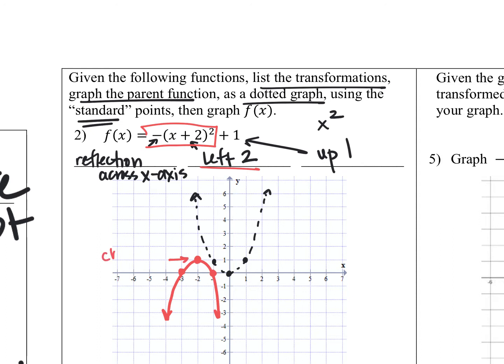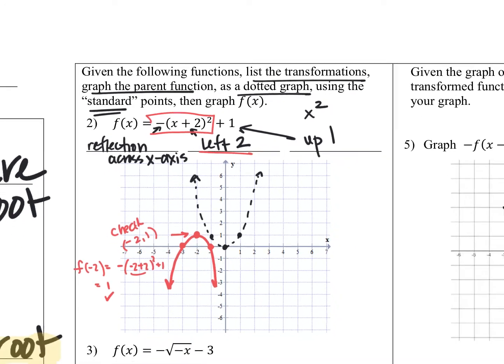Again, you can verify that you're right. Let's just check a point. So it looks like our vertex there should be negative 2, 1. So if we plug it into the original function, we should end up with something true. So that inside could become 0. So we're just going to get 1. So f of negative 2 equals 1. It checks. And you can check 2 other points if you want to as well.